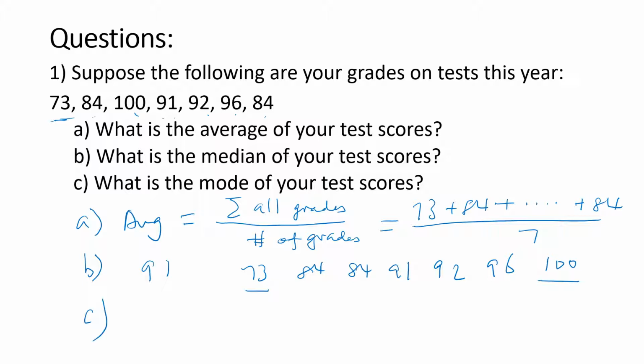C, what is the mode of your test scores? Since you sorted them already, you find the most frequent number that shows up, which is 84.